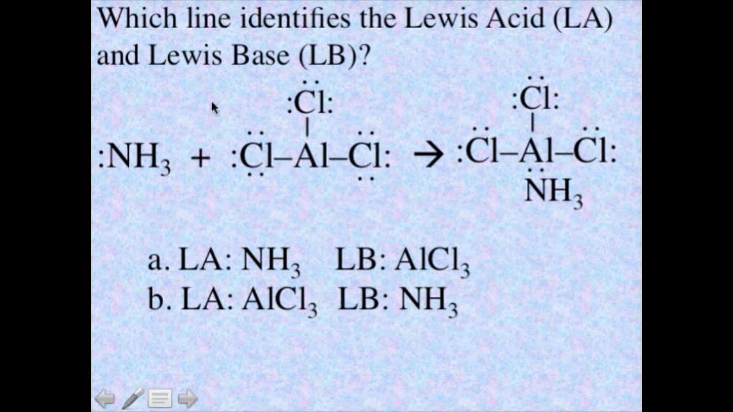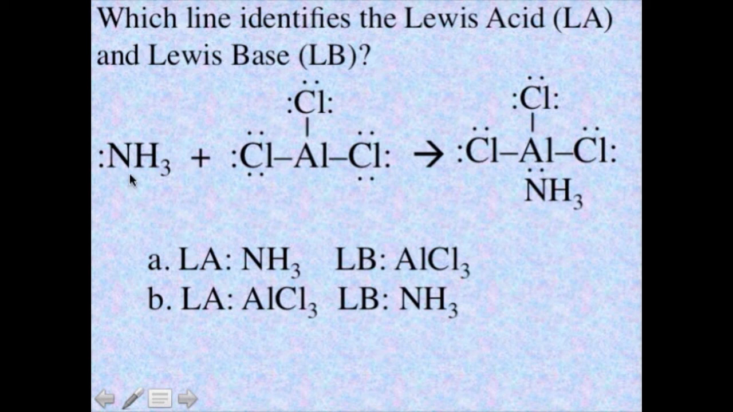Here's another one. Which line identifies the Lewis acid and the Lewis base? You have ammonia reacting with aluminum trichloride, forming this adduct. So is the Lewis acid ammonia and the Lewis base aluminum chloride, or vice versa?